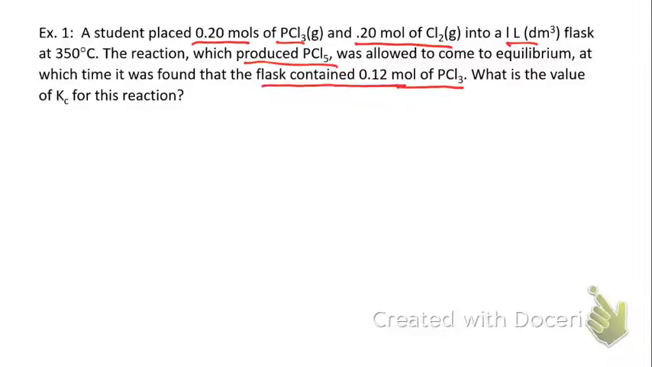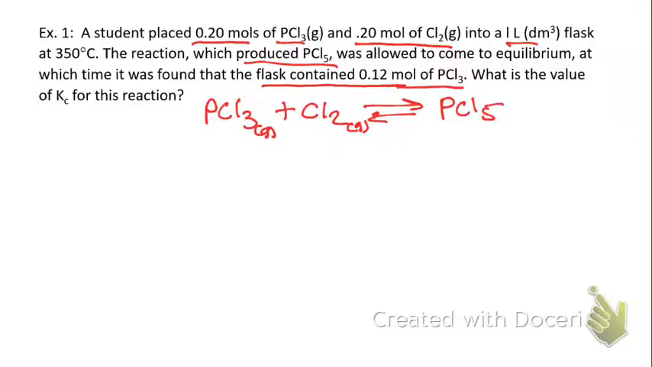So the first thing we're going to do is determine the chemical reaction in the balanced equation. We're going to take our PCl3 and react it with chlorine gas. These are all gases, and it's reversible. We're going to form an equilibrium with PCl5, which is also a gas. The equation should be balanced.